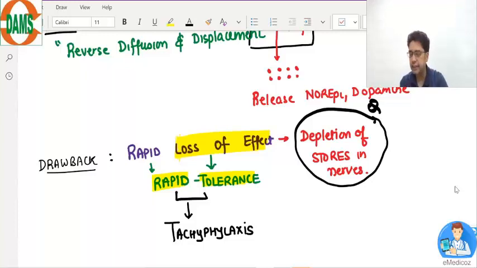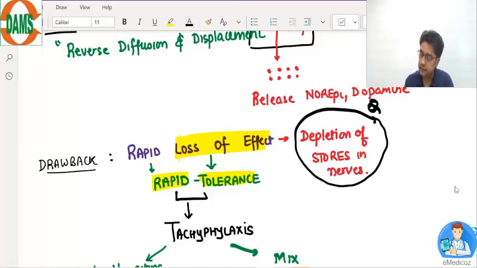Now, I want to ask you one last question. Think logically and tell me that indirectly acting drugs like amphetamines, modafinil, they show complete tachyphylaxis. Complete tachyphylaxis means complete loss of effect. While mixed acting drugs, they show incomplete tachyphylaxis.